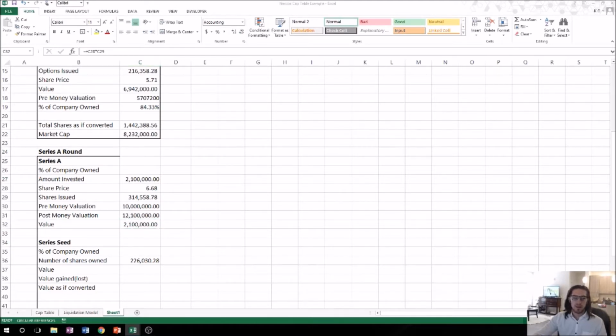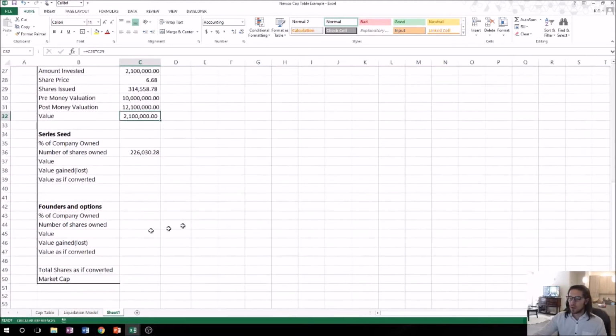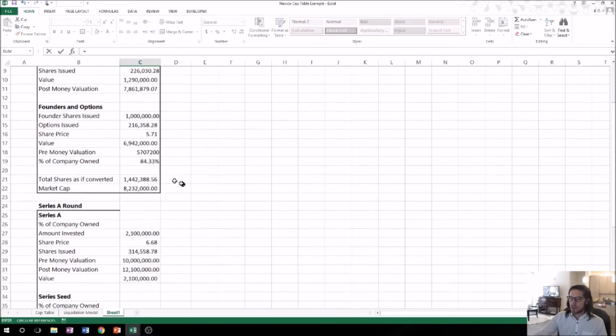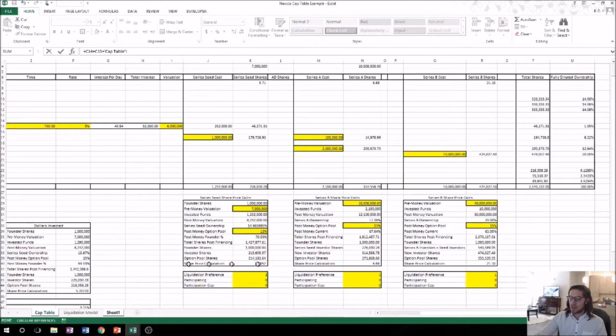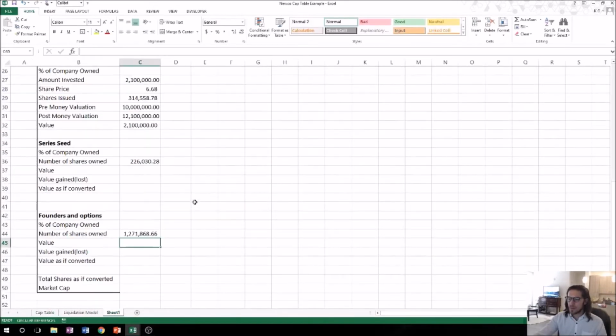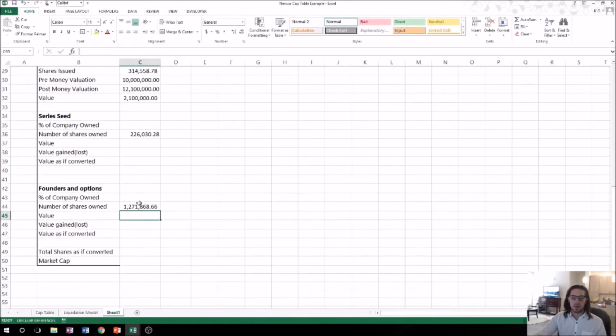After that, let's go down to number of shares owned for the founders and options. That is what they got from the Series Seed, plus the options from the Series Seed, plus the options that were issued in the Series A. That's right here in the cap table, and mine is row 24, I think. So it's the remaining Series A options that we issued as part of the Series A round. That number comes out to 1.271 million and some change.